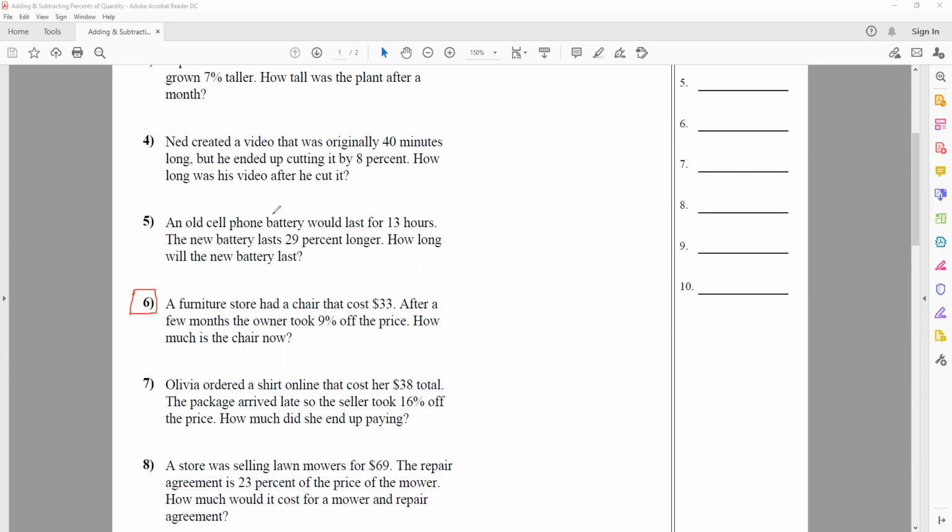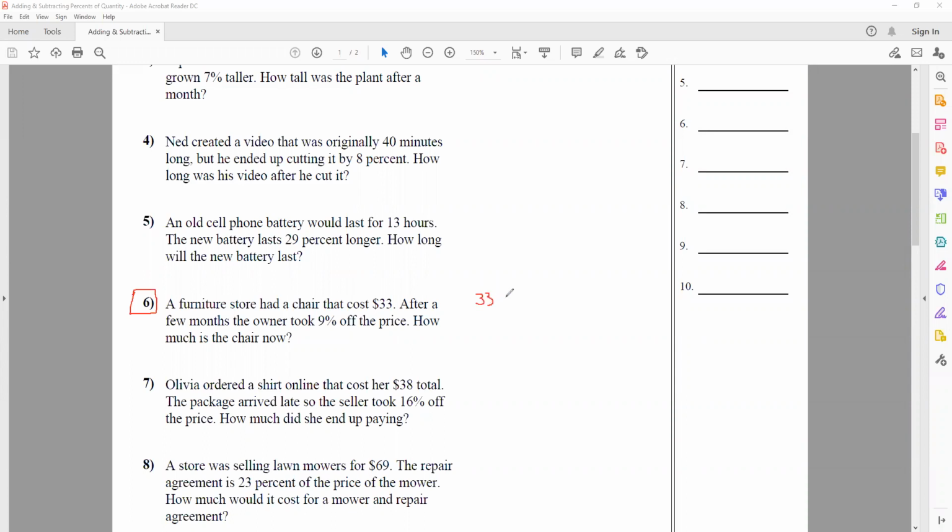Read the question and then do it. A furniture store had a chair that cost $33. After a few months, the store took 9% off the price.